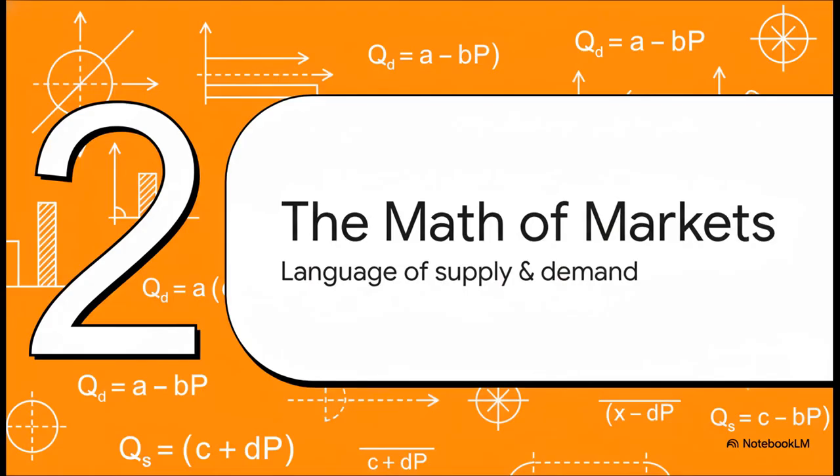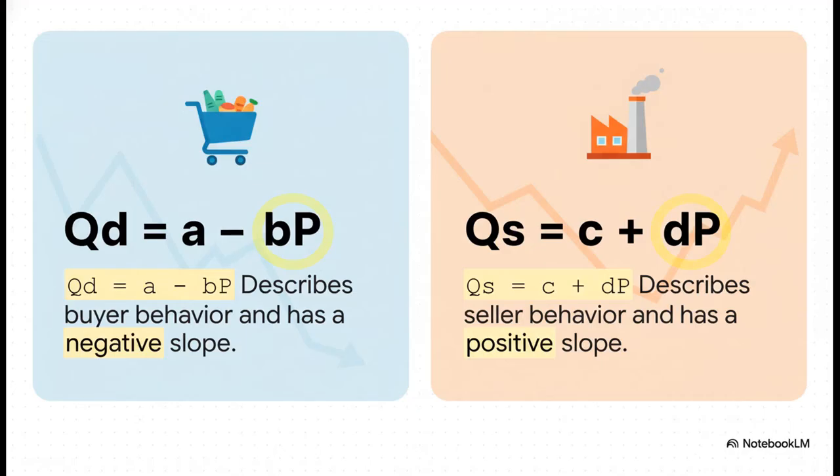Okay, concept down. Now let's translate this into the language that economists love to speak. Algebra. This is how we actually model the behavior of buyers and sellers to make really precise predictions. On the left, you've got the demand function. That's us, the buyers. And on the right, the supply function, which represents the sellers.